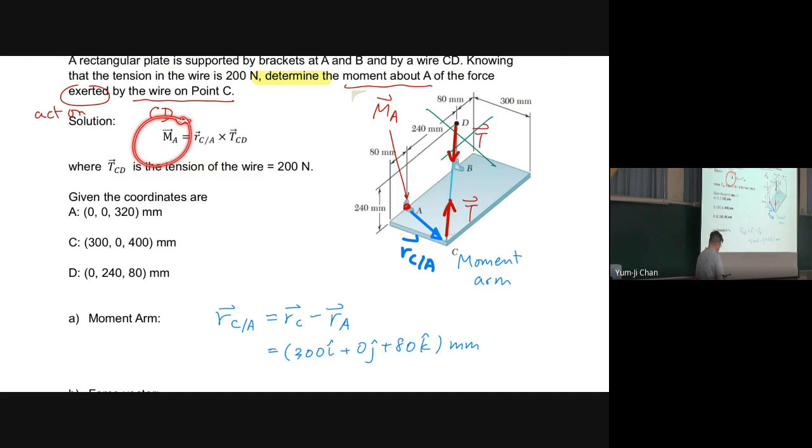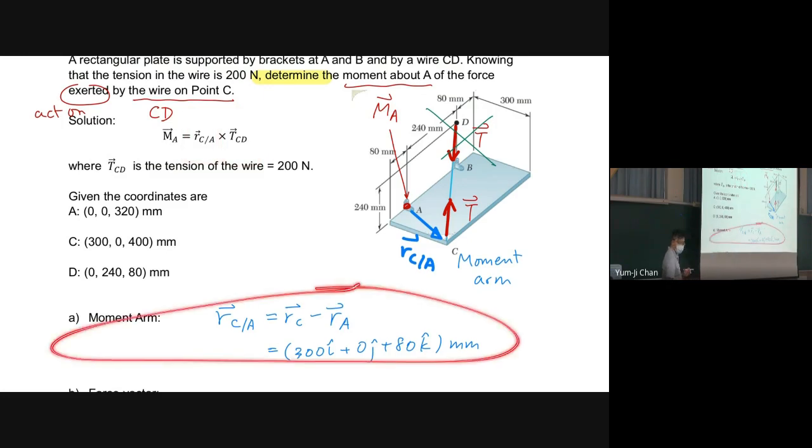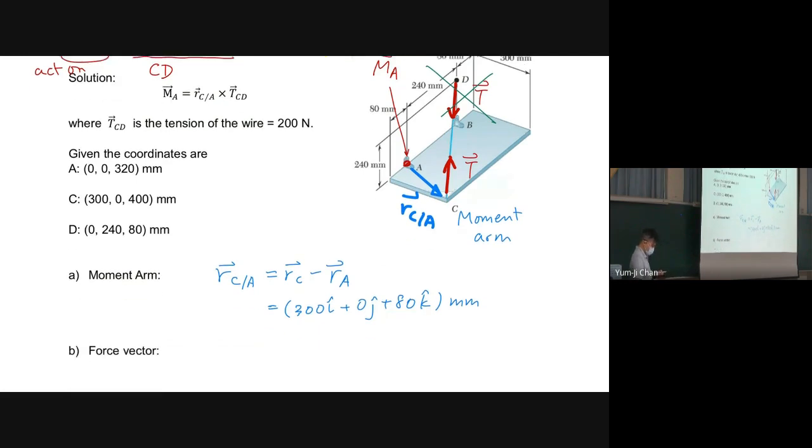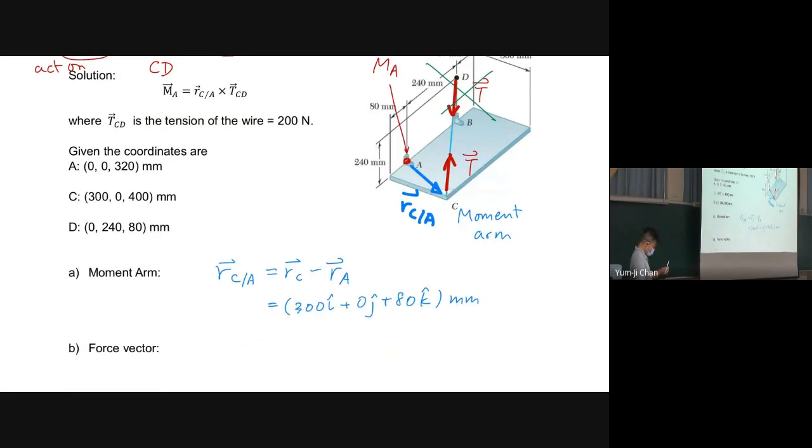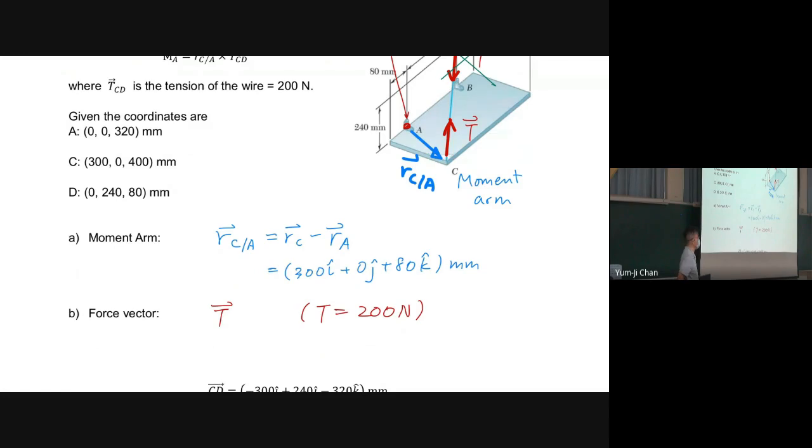M_A is what we want to know, and we can determine this in 2 steps. We first determine the moment arm here, and then the next one we determine the force vector T. Now we know the magnitude of T is 200 newtons. This is the tension of the wire. But how should we determine T as a vector?